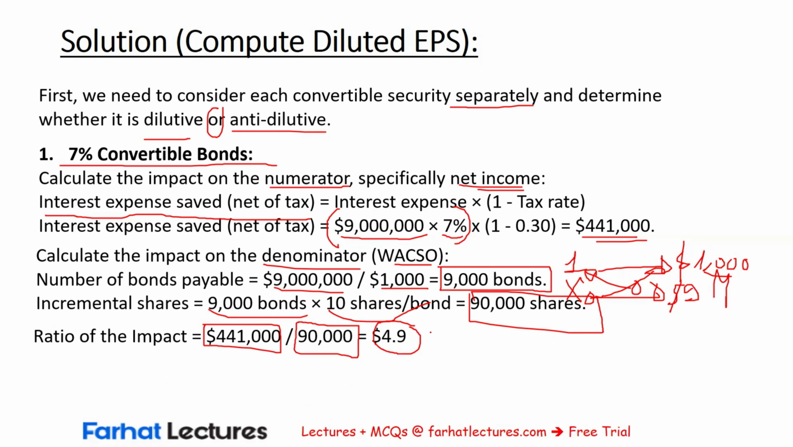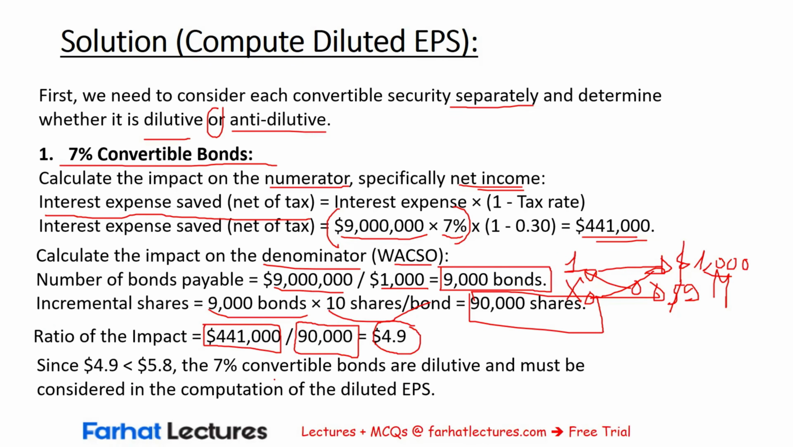What do we need to do now to determine whether these convertible bonds are dilutive? Compare the ratio with the basic EPS. If it is less than the basic EPS, then these convertible bonds are dilutive, which is the case here because 4.9 is less than 5.8. These bonds are dilutive and must be considered in the computation of the diluted EPS because they are bad news. They are going to reduce the basic EPS if converted.